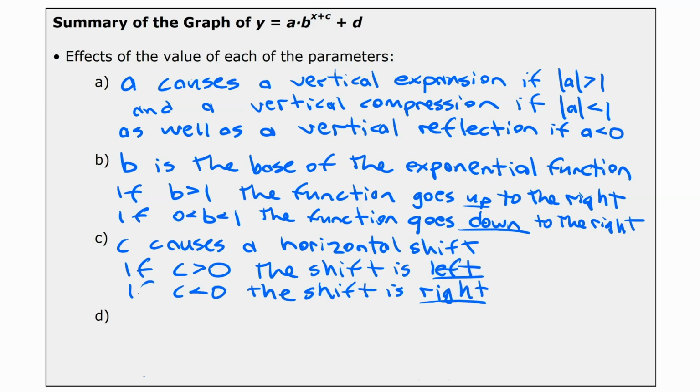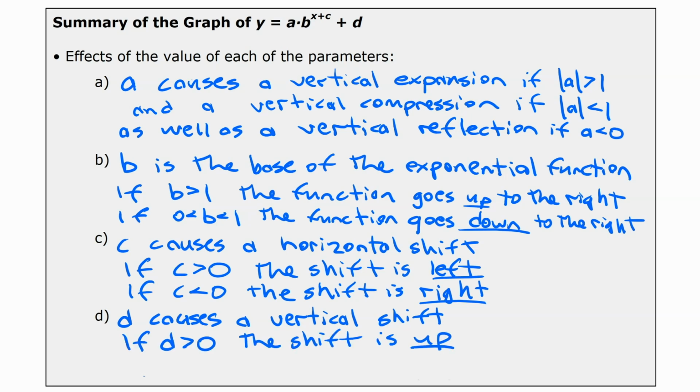And if c is a negative number, so it says x minus something, the shift is to the right. And then d causes a vertical shift, a vertical translation, adding a number onto the end there. And of course, if d is greater than 0, the shift is up. And if d is less than 0, negative, the shift is down.